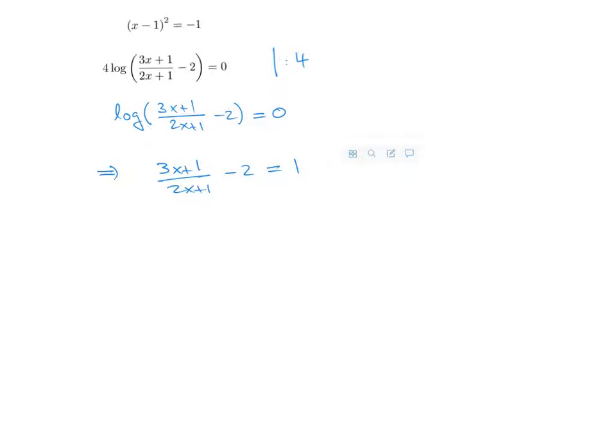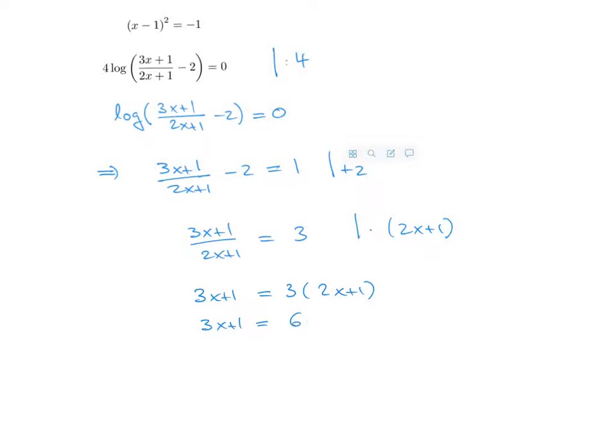And then what I could do next is just a plus 2, and then I have 3x plus 1 divided by 2x plus 1 is equal to 3, and then I multiply both sides by 2x plus 1 to get rid of this denominator, and then I have 3x plus 1 is equal to 3 times (2x plus 1), never forget the brackets. And then I get 3x plus 1 is equal to 6x plus 3.